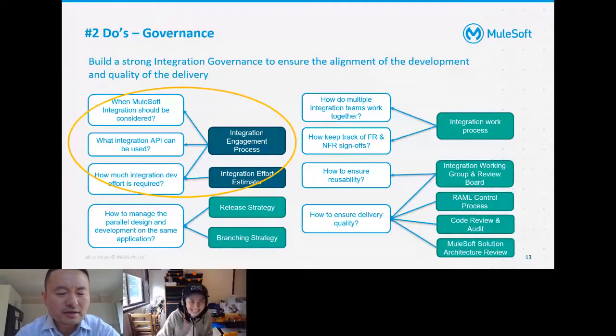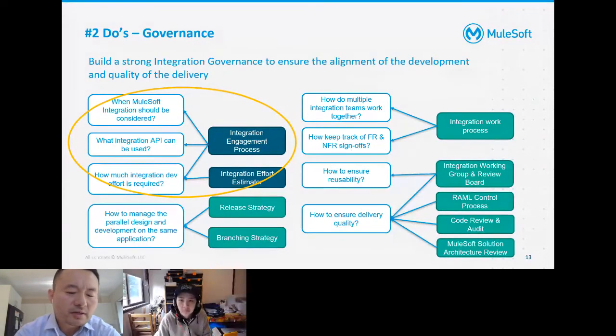And then the question like, what integration APIs can be used and how much integration development effort is required? We have built an integration effort estimator, essentially a list of questions to go through. Once you have all the answers, you will naturally be able to tell the effort required to have that API ready. But the point is not only about the effort estimation. It is to highlight the gaps in the functional and non-functional requirements for your customers or stakeholders.